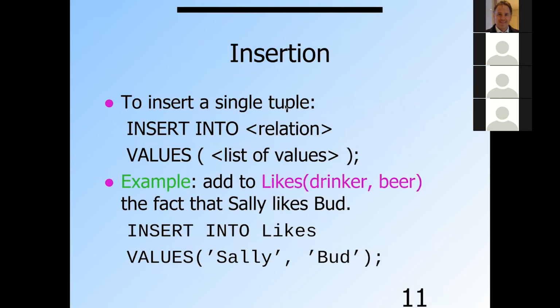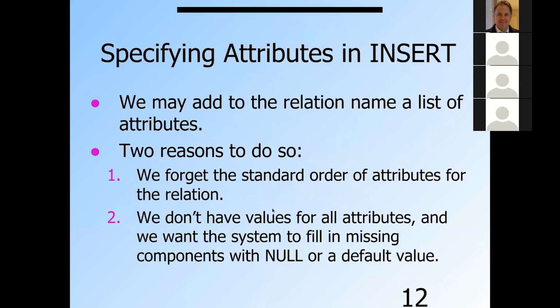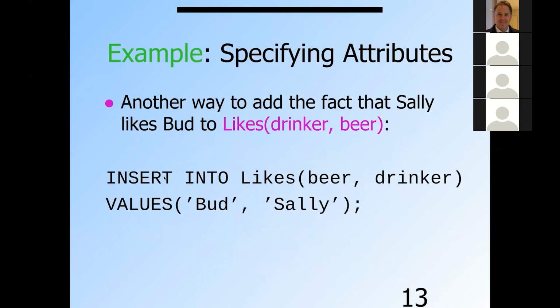So insert into relation and then a list of values. This is the literal way in which you do the insert. You could insert into likes, Sally, Bud. You usually want to specify in the insert the actual names of the attributes when you specify the table likes. You don't have to do this, strictly speaking, but it's definitely good practice, because then it'll line up that Bud is the beer and Sally is the drinker. You can get into trouble if you leave off this heading.